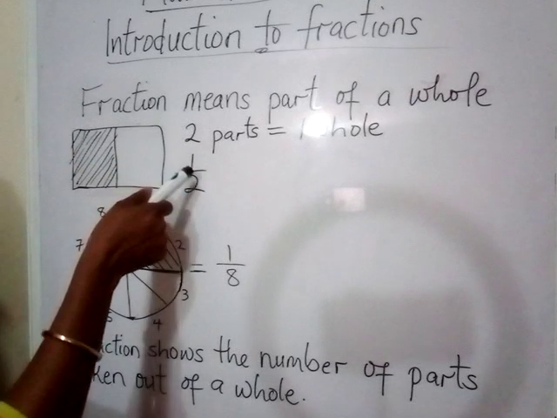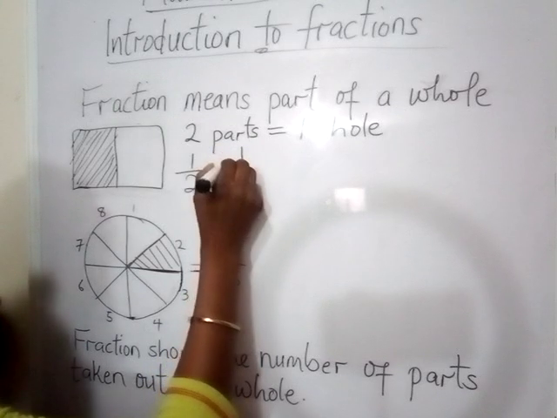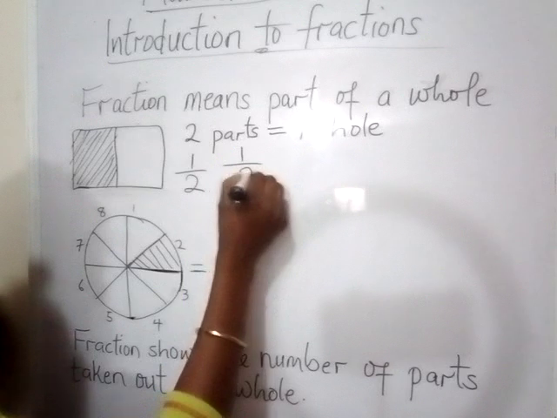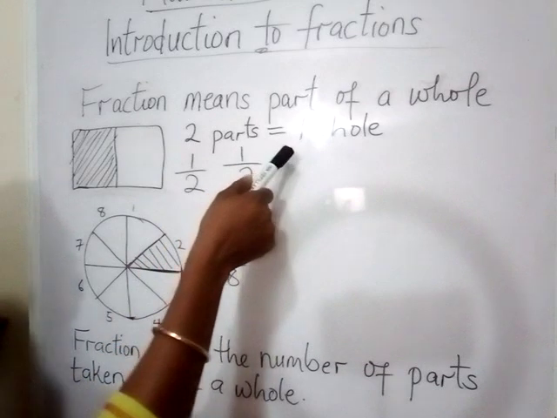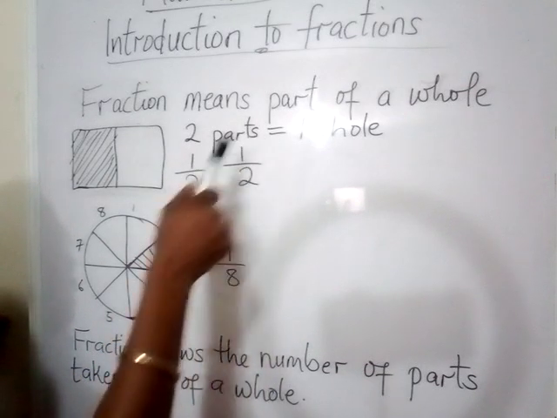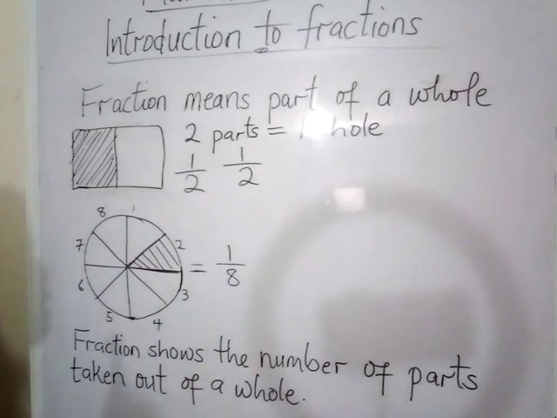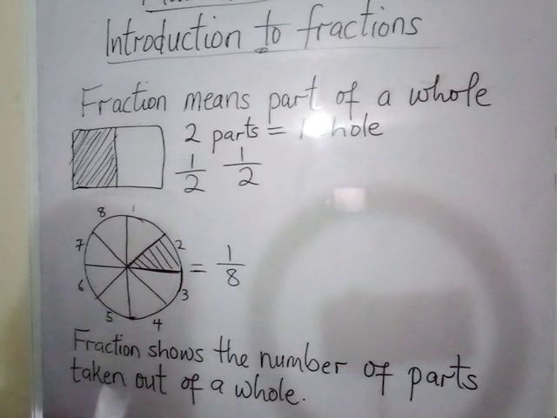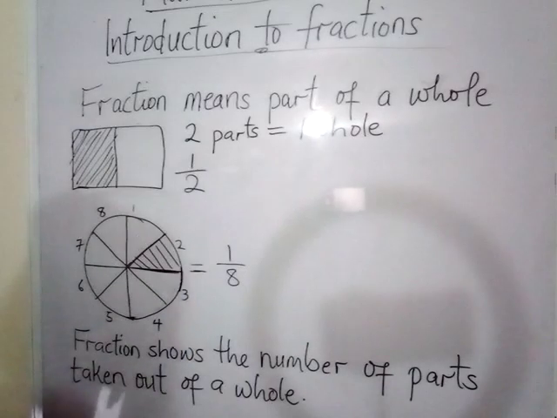And it is written like this. You have one on top with a short horizontal line in the middle, and then the two is below. This is how fractions are represented. They are represented with one number at the top and separated from the bottom number with a short horizontal line, like you have here on the board. So this is how you represent fraction.